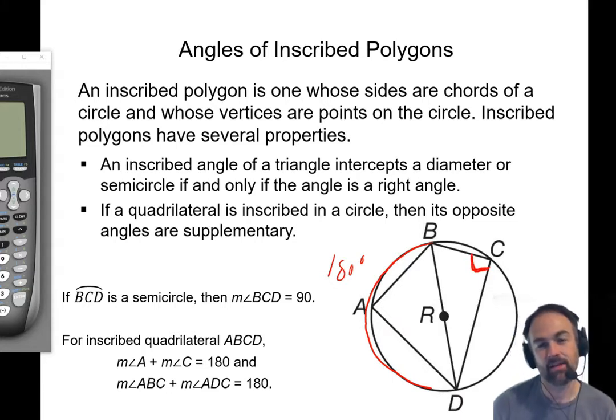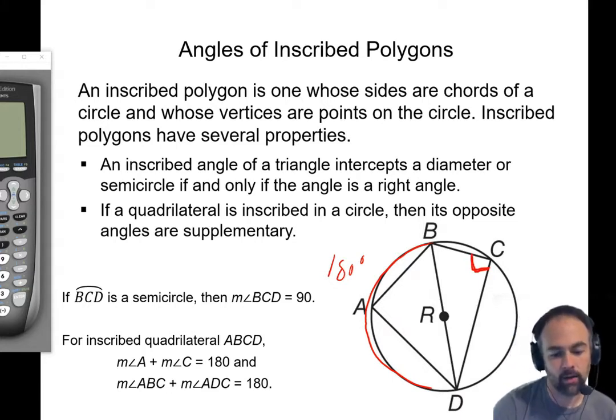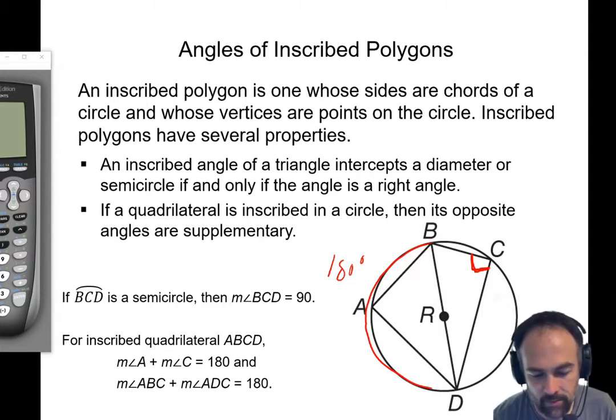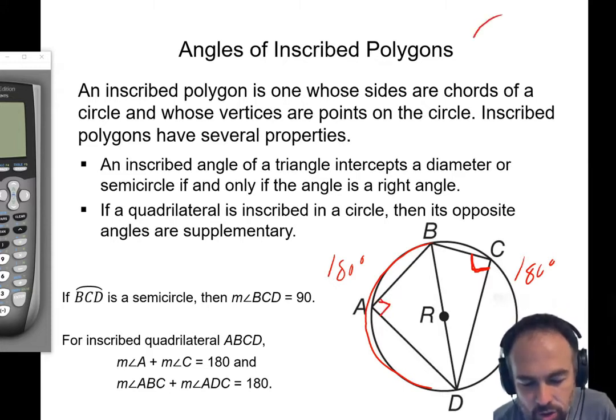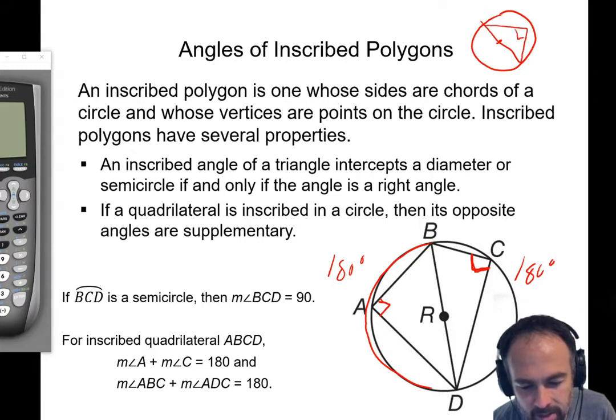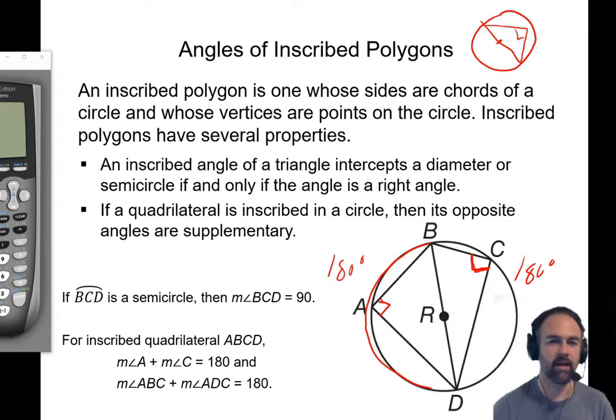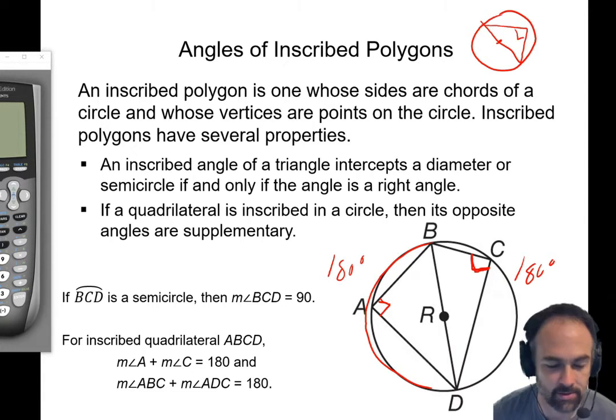The exact same concept applies for angle A over there. Since this side over here, arc BCD, is also 180 degrees, then we know that angle A is also 90 degrees. You're going to see this picture drawn quite a bit, where we have a diameter drawn, and then if I draw an inscribed angle off of that, this has got to be a right angle.